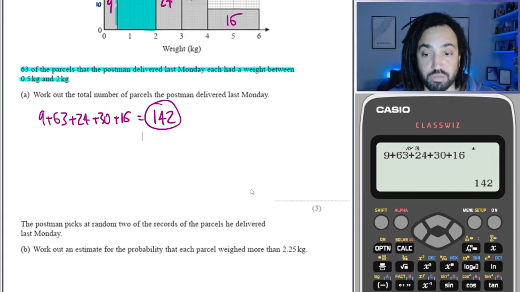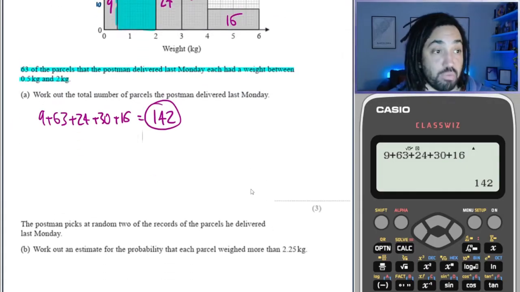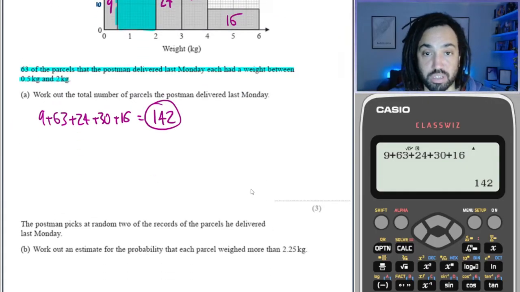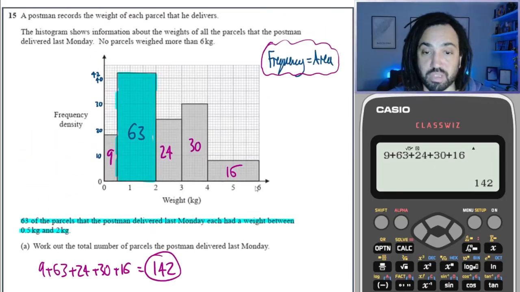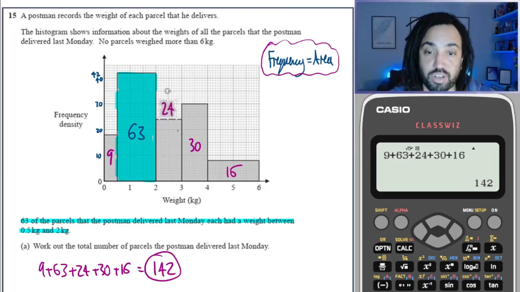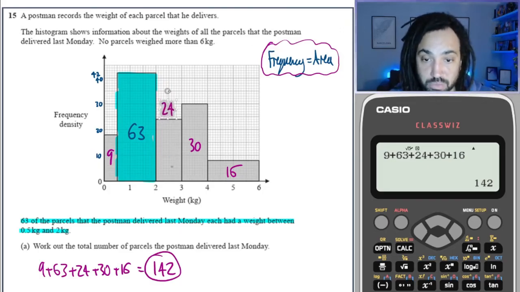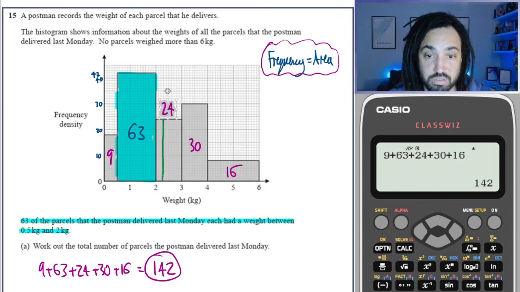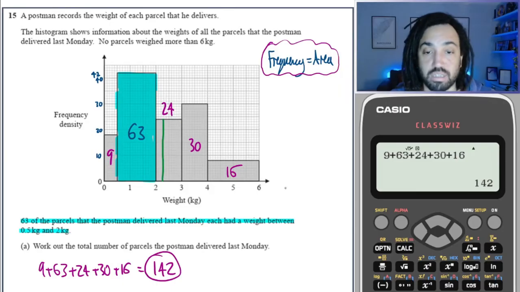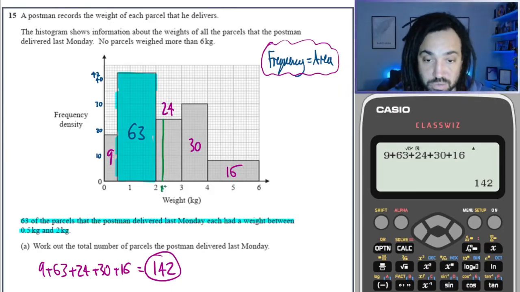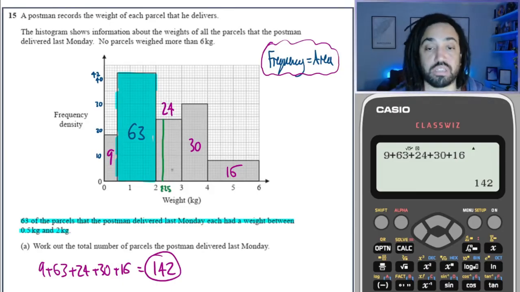Okay, so we need to first off find how many weigh more than 2.25. So we go back up to here, and let's just move this slightly out of the way. And we need to find 2.25, which is going to be 1/4 of the way into this region here, like that. So that is about 2.25, so it's 2 1/4.